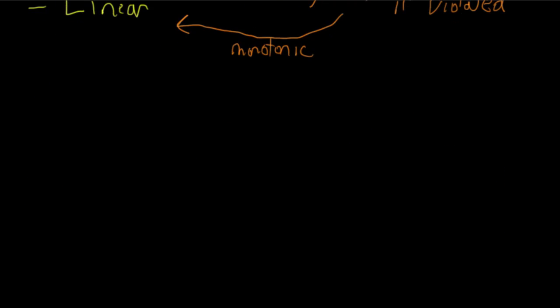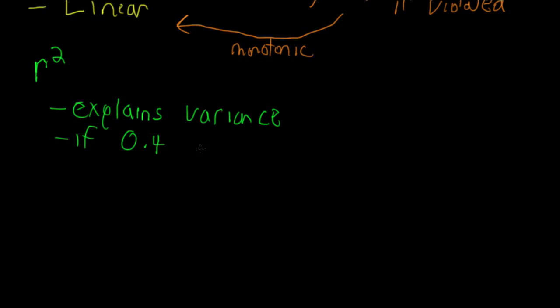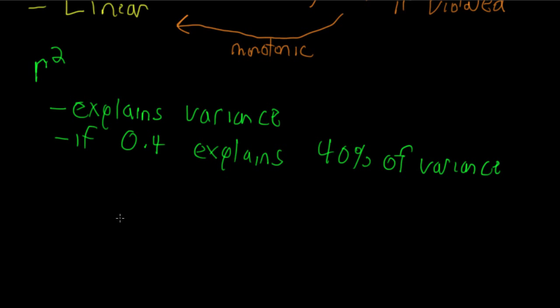Now let's talk about a value called the R-squared. The R-squared is the correlation coefficient squared. It explains the variance in one factor by another, or the variance of the association. If the R squared is 0.4, that means 40% of the variance is explained by the relationship between the two variables, while 60% of the variance is unaccounted for and is explained by other factors or some type of error that's occurring.